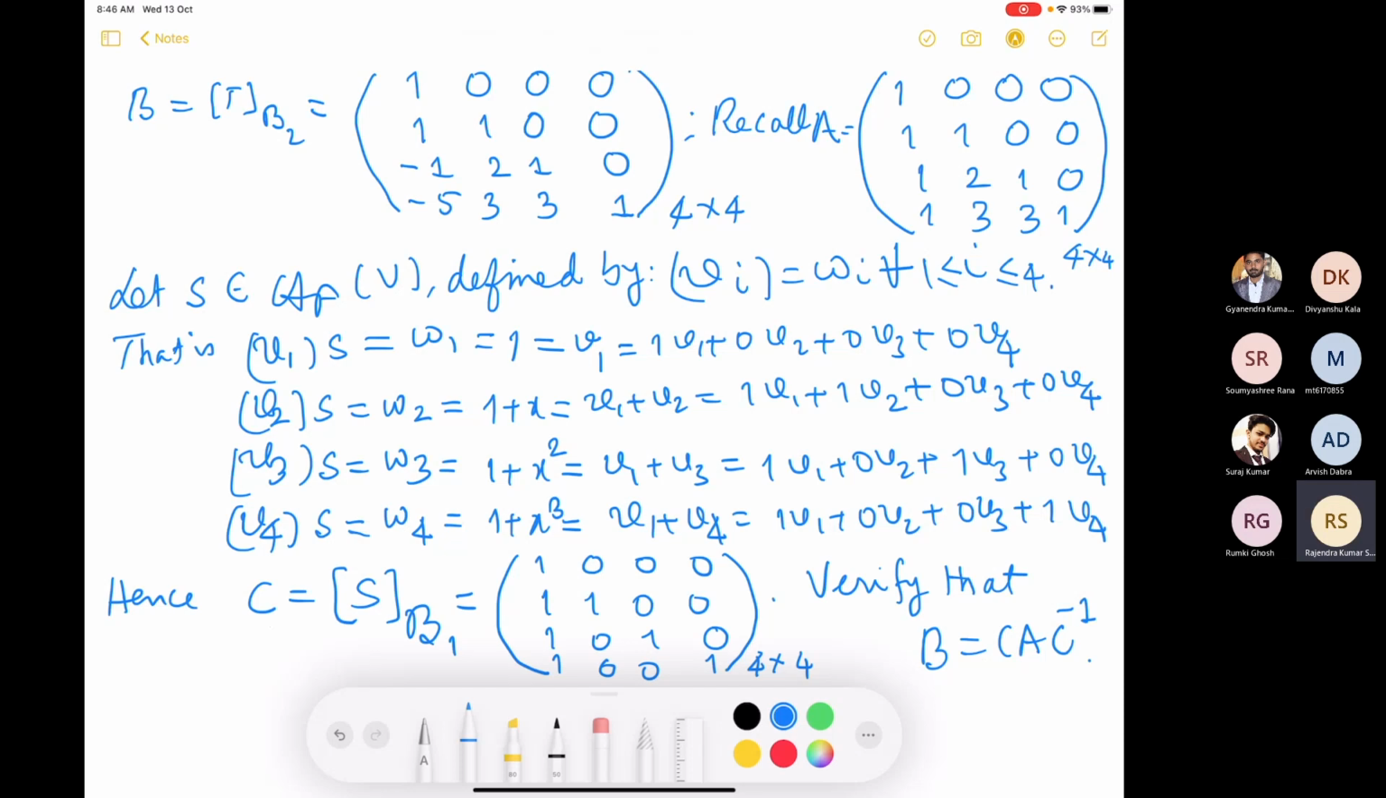So like that, there can be other examples also. Our main interest, therefore, is in knowing whether B is similar to A, that's what it was. Whether a given matrix is similar to an interesting matrix or not.